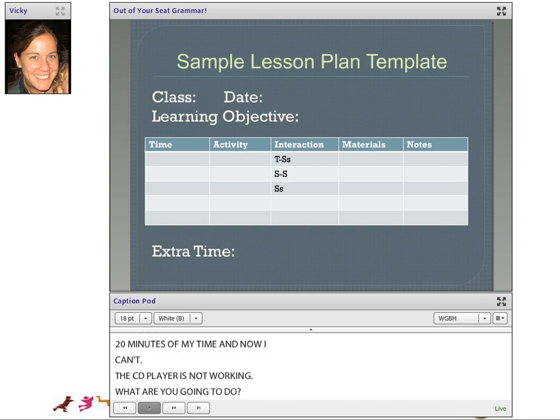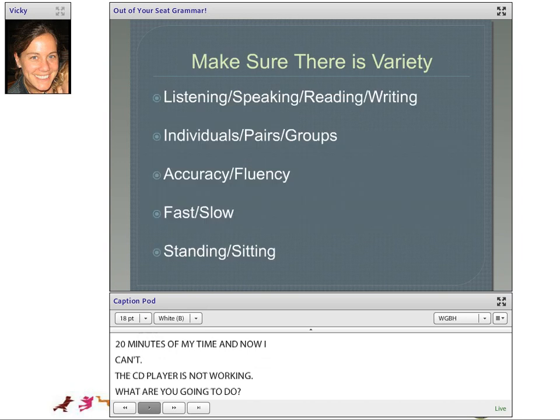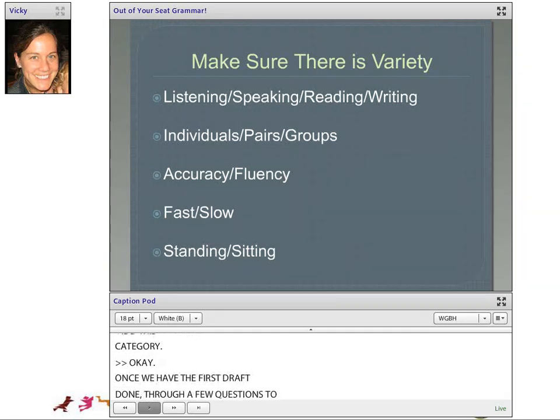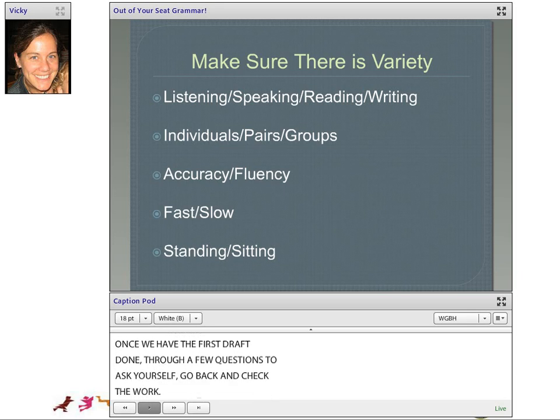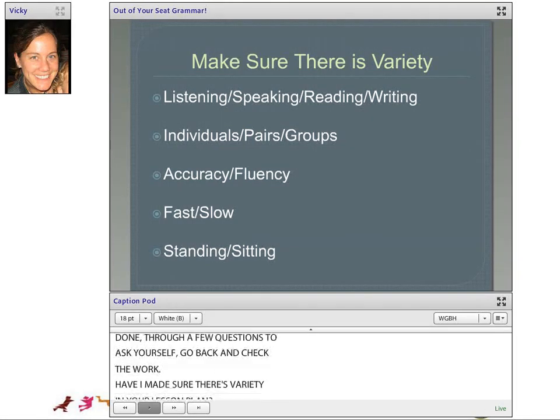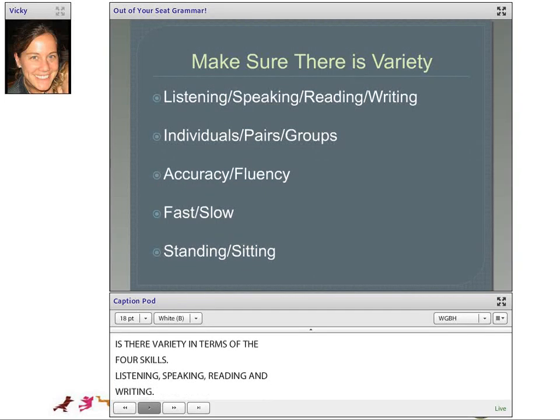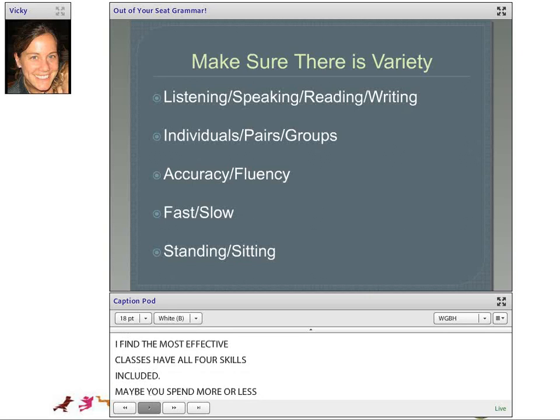Okay, once we have the first draft of our lesson plan done, there's a few questions that you might want to ask yourself to go back and check your work. Make sure there's variety in your lesson plan. So variety in terms of these 5 categories. Is there variety in terms of the 4 skills: listening, speaking, reading, and writing? I find that the most effective classes have all 4 of those skills included. Maybe you spend more or less time on certain ones, but if they're all included in some way, I think that makes a really great class.